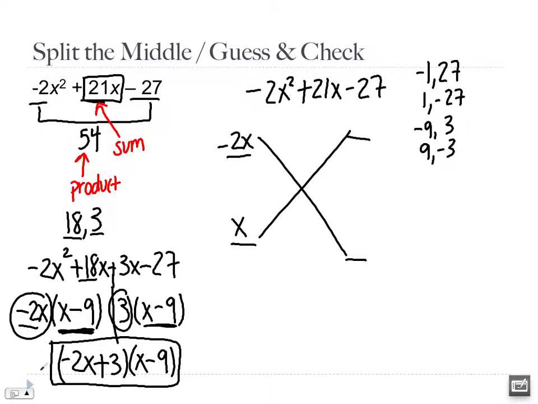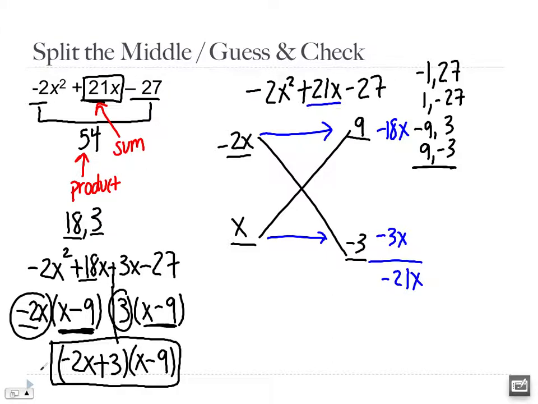I'm going to try this bottom one here first. So I'm going to put my 9 here and my negative 3 here. Now what I want to do is multiply across. Negative 2x multiplied by 9 is negative 18x, sorry. X multiplied by negative 3 is negative 3x. Add those and I get negative 21x. I really want a positive 21x. So those are not the correct answers. Negative 21 is close to positive 21, but it's the wrong sign.